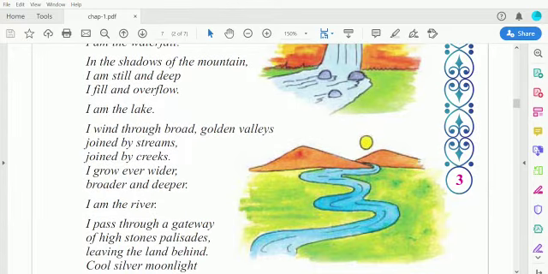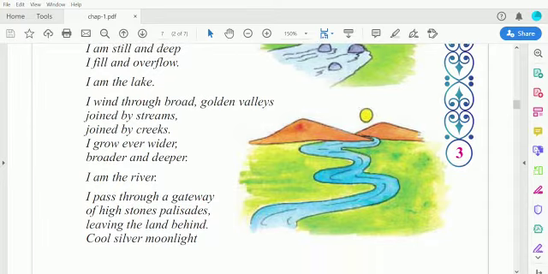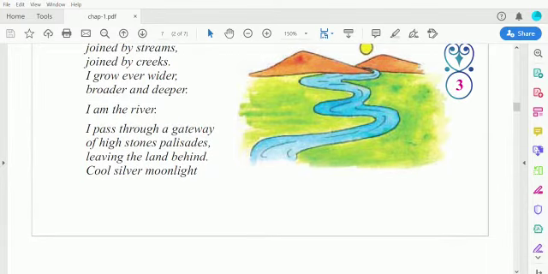Then what happens? The water winds through broad golden valleys, and along its course it is joined by streams and creeks. With that joining, it grows ever wider, broader, and deeper. This form of water, what is it called? A river.